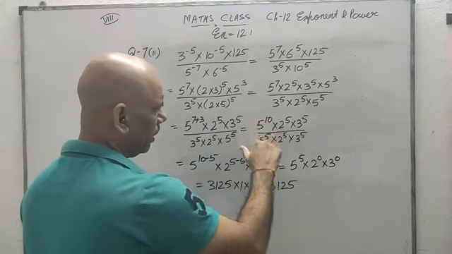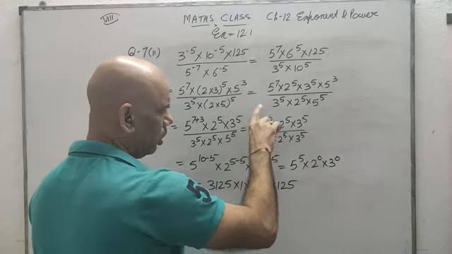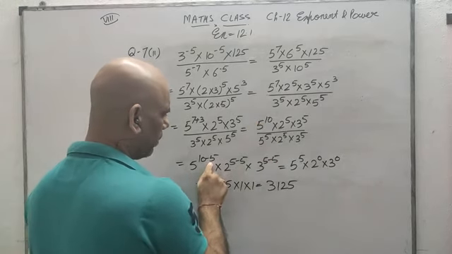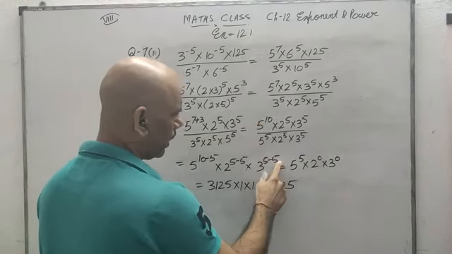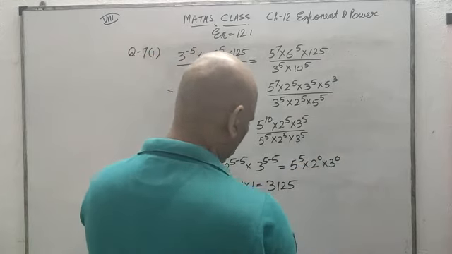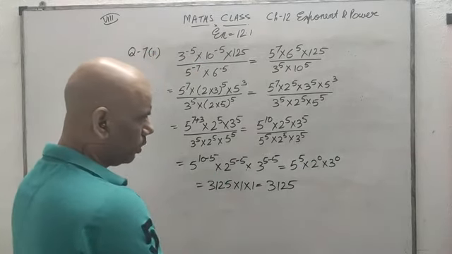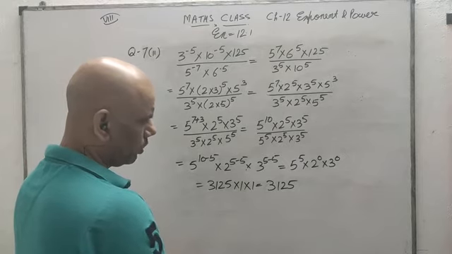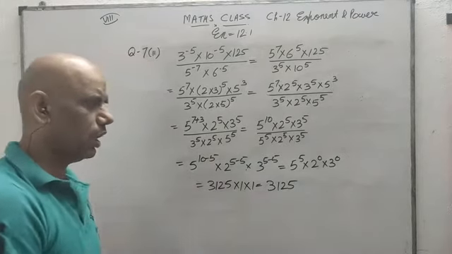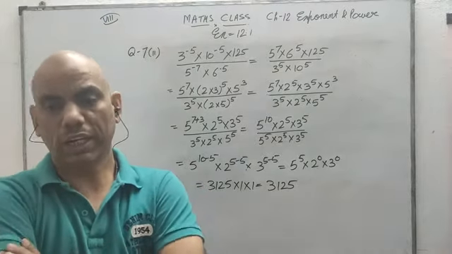After that, what did I do? Bases are in division, so powers will be subtracted. 10 minus 5, 5 minus 5, 5 minus 5. This came: 5 to the power 5, 2 to the power 0, 3 to the power 0. 5 to the power 5 is 3125, 2 to the power 0 is 1, 3 to the power 0 is 1. So this way 3125 is the final answer.